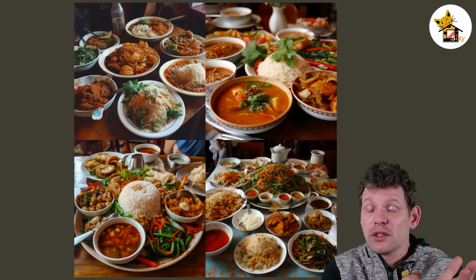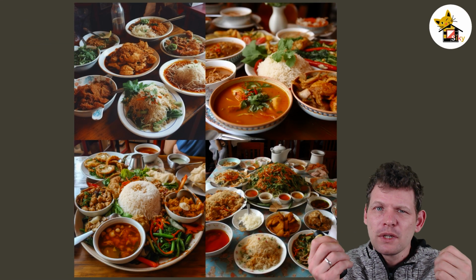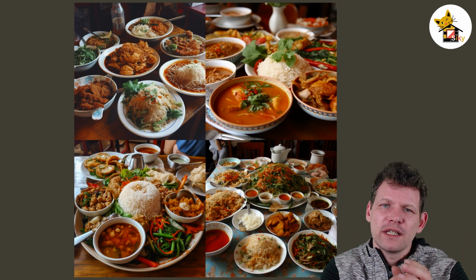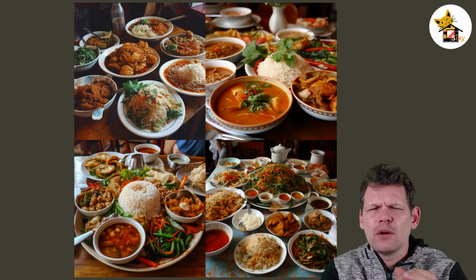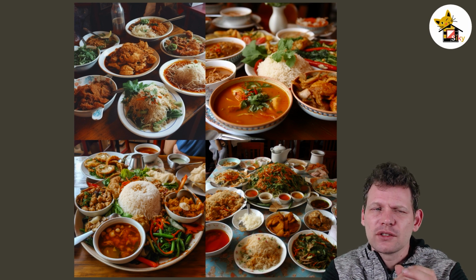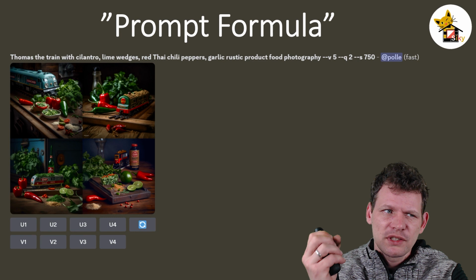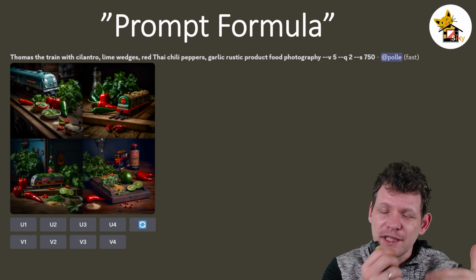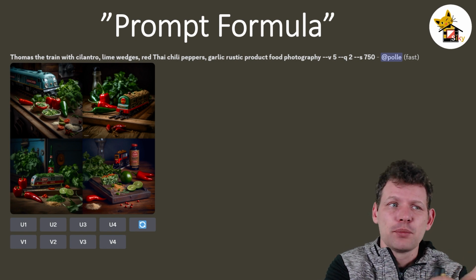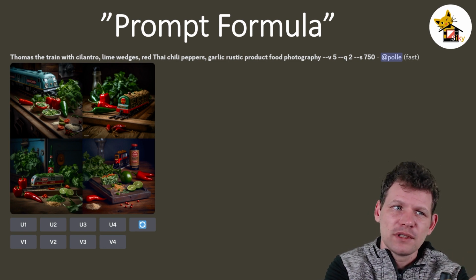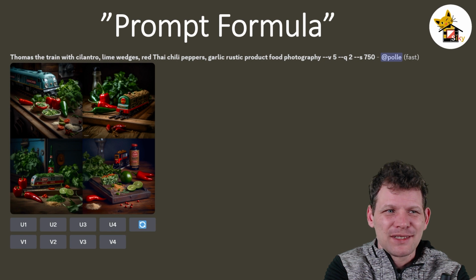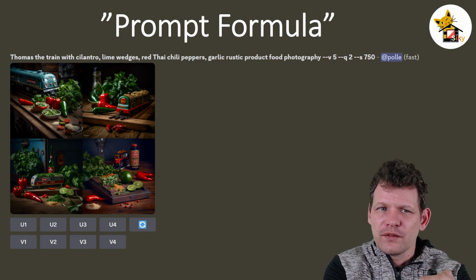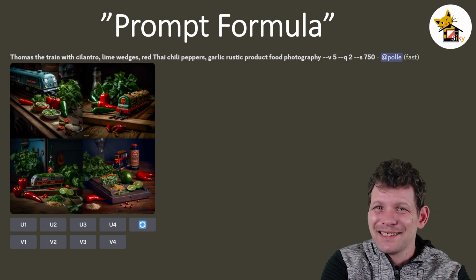This image is pretty good and I can show it around on Facebook. Anyways, it's not that special, right? So everybody can create that by typing Thai food. So how do we make something that's unique? So to make it unique, we need to be more specific. So for example, here's a more specific, more unique prompt. So I put in Thomas the Train with cilantro, lime wedges, leaf wedges, red Thai chili peppers, garlic, rustic product food photography. And then we get these 4 images.